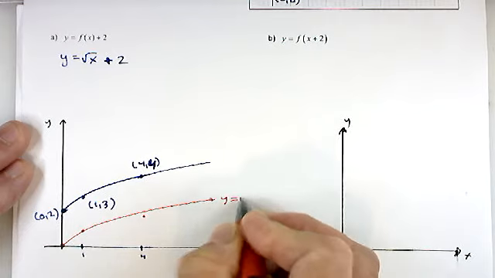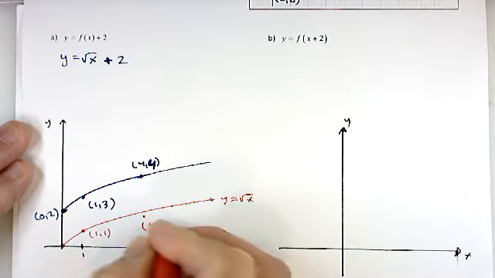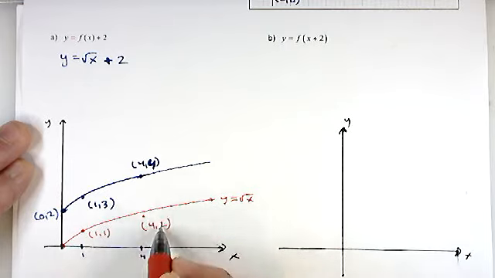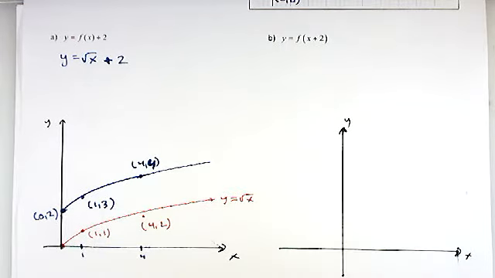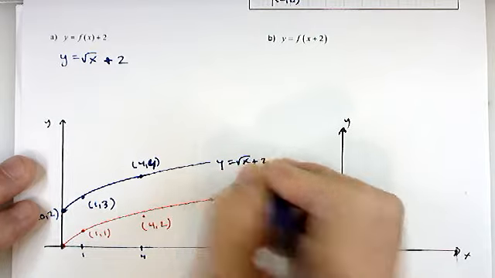Here is just y equals root x. Remember that passed through (1, 1), (4, 2), (0, 0). So essentially what's happening is it's the same graph, just I'm adding 2 to my y values, right? This is my function. This is y equals square root of x plus 2.